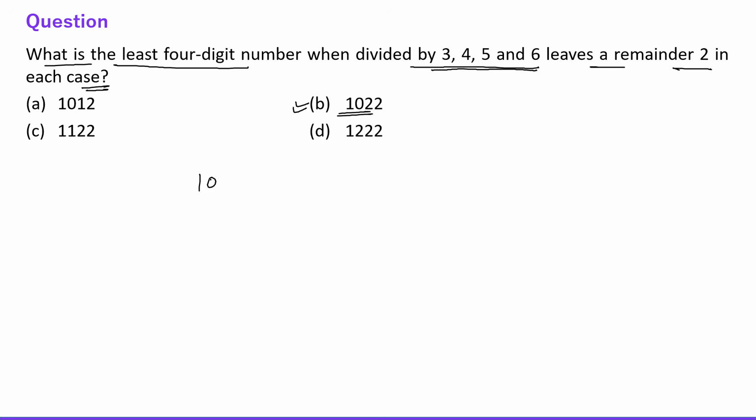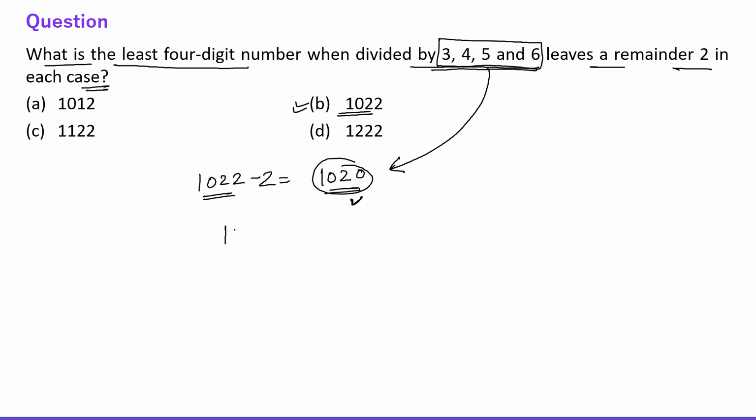If this number is giving a remainder 2 when it is divided by 3, 4, 5, 6, then obviously when we subtract 2 from this number, we will get 1020, the resultant. So it means this resultant is completely divisible by these 4 numbers, 3, 4, 5, 6. If 1022 is giving remainder 2 in each case, it means 1020 should be completely divisible by 3, 4, 5, 6. So 1020, here the sum of the digits is what? Sum of digits is 3.